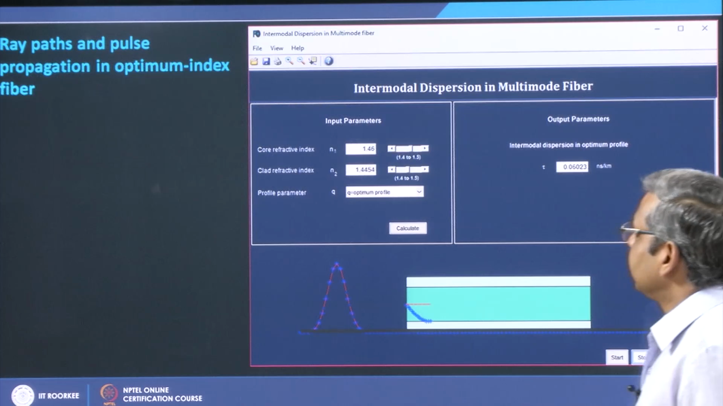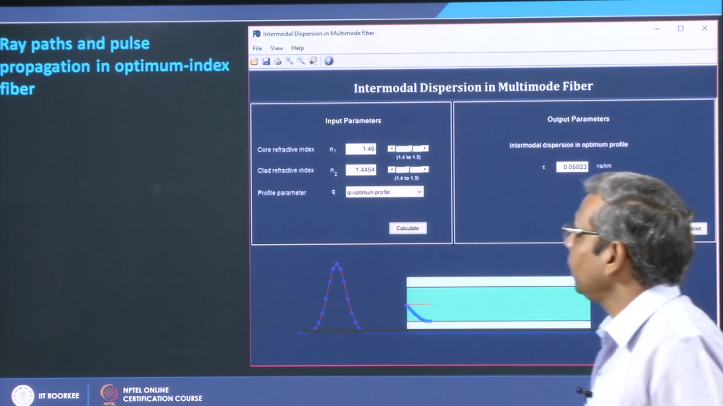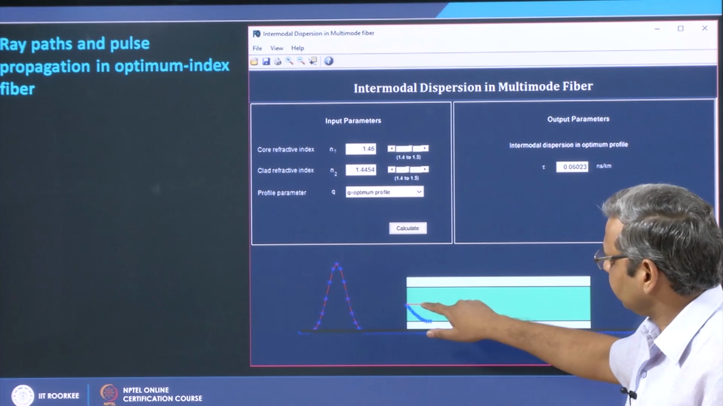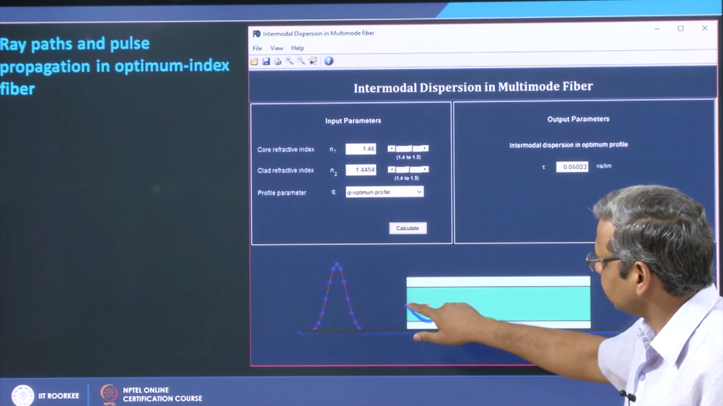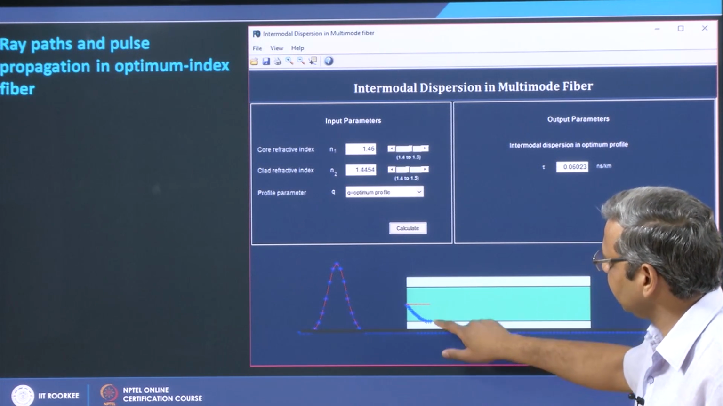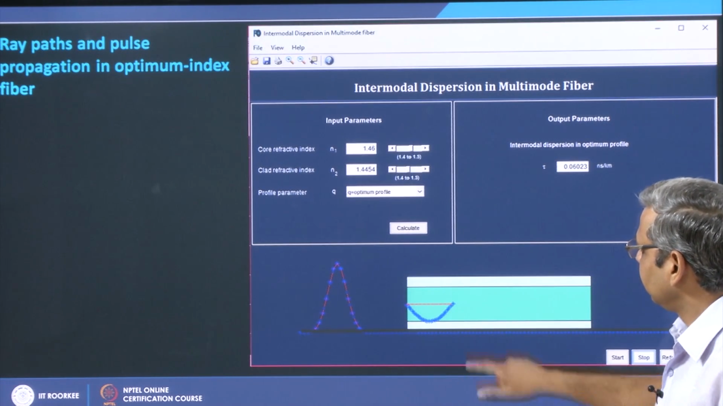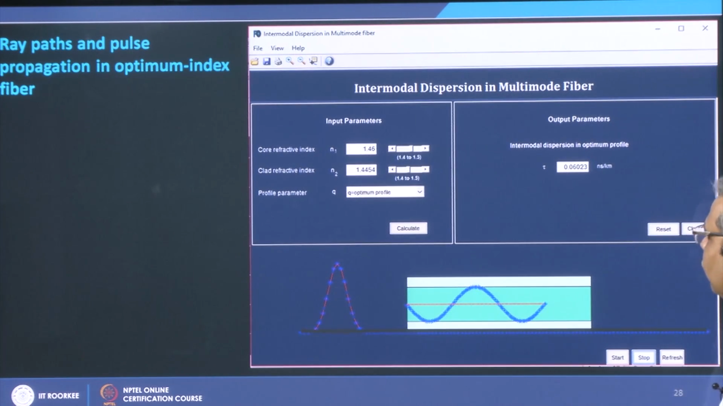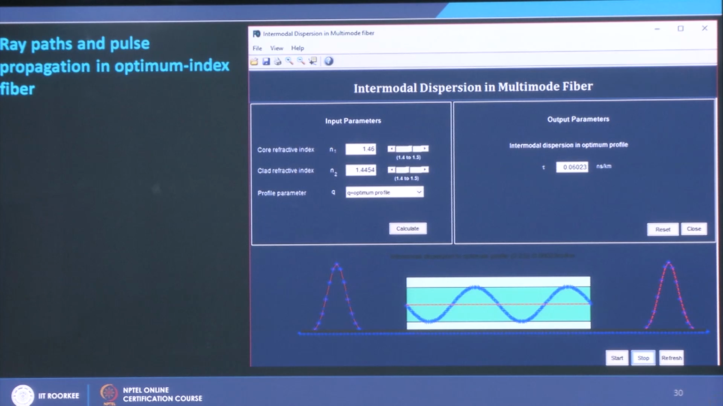If I now see the same thing for the optimum index fiber, then by the time the red one reaches here, the blue one reaches here. So, they traverse the same length of the fiber. The red one reaches here, blue also reaches here. So, they go along, and at the output end both of them will reach almost at the same time. So, the intermodal dispersion is minimized.